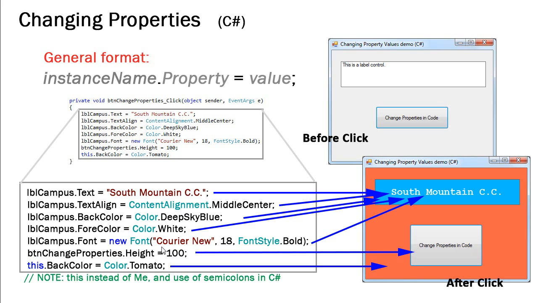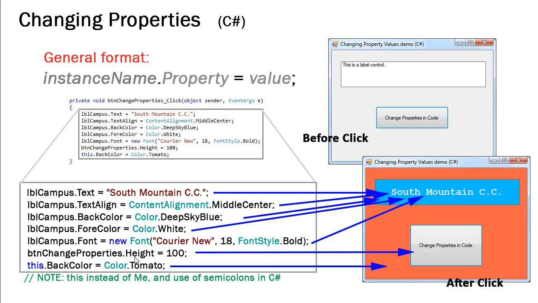Anytime you see parentheses, that tells you it is a method. This is a special kind of method called a constructor. And so here we're constructing a new font object. That the font family is going to be Courier New. The size is 18 point, and we're going to set the style to bold. That font object is created, and then the font of LBL Campus is set to that.